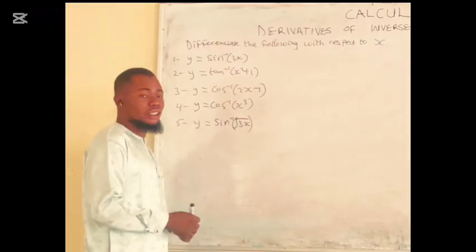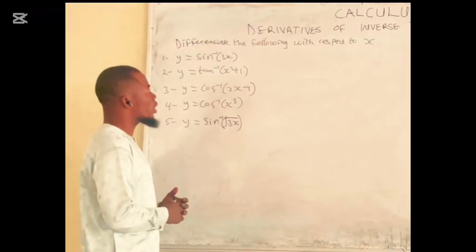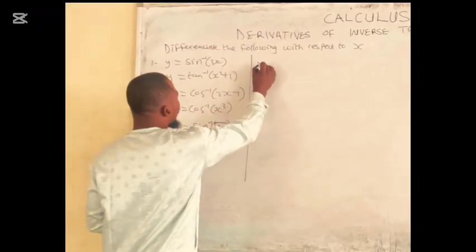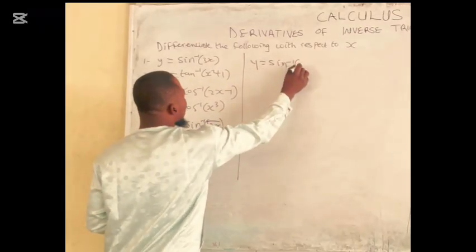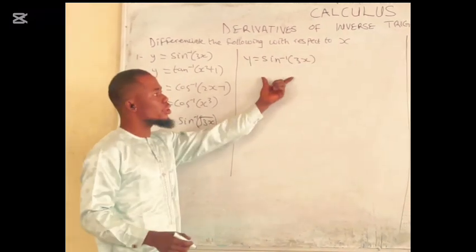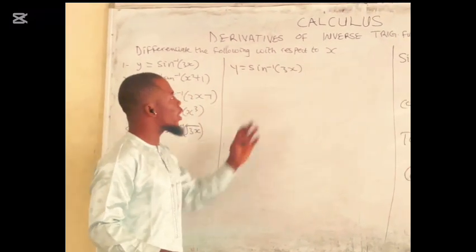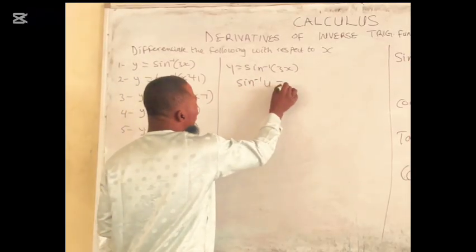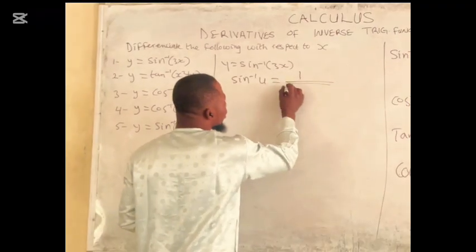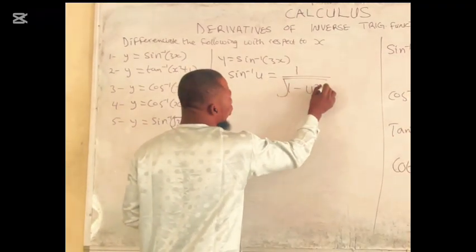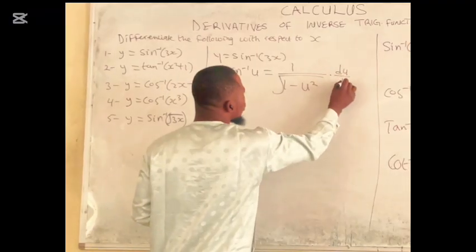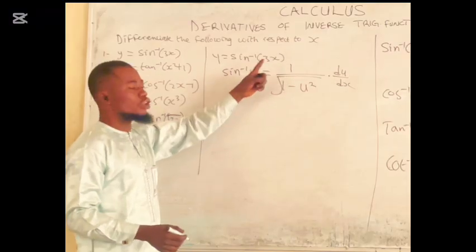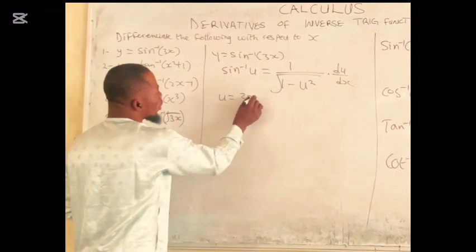Let's solve this question. We should differentiate the following with respect to x. The first question here is y equals sine inverse of 3x. Using the identity for the sine inverse, we said that the derivative of sine inverse of u is 1 divided by the root of 1 minus u squared, multiplied by du/dx. So in this case, our u here is 3x. So our u is now equal to 3x.